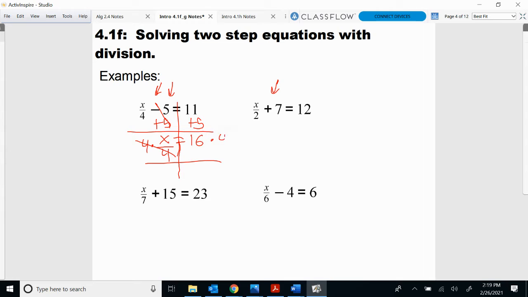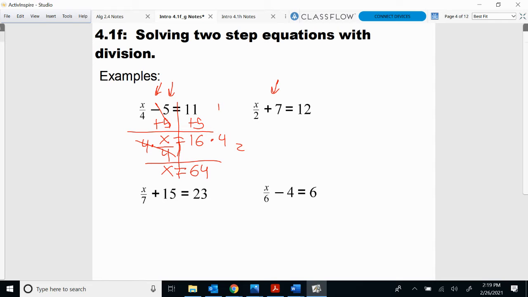You have to do the same thing over here. So you have 16 times 4 on the right side. That's going to get you 64. Bring down your equal sign, and then you have your x. Two-step equations. We did the first step right here. Second step was right there. Let's go through a few more.